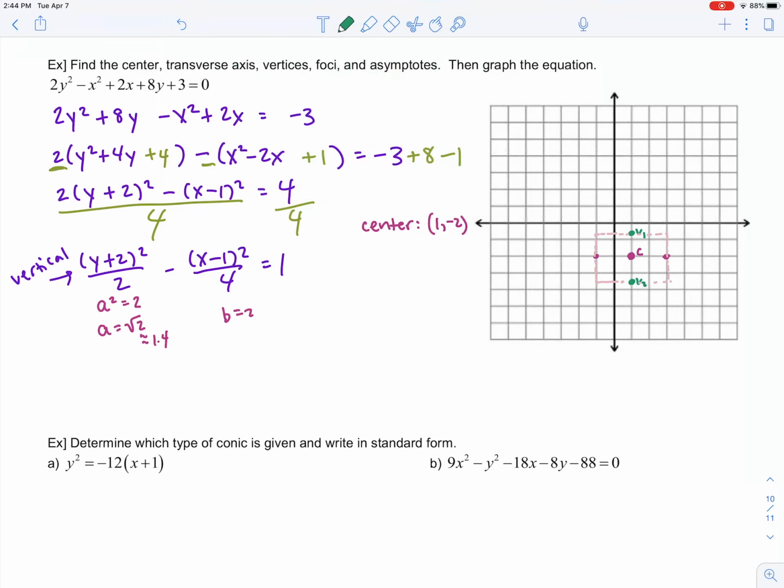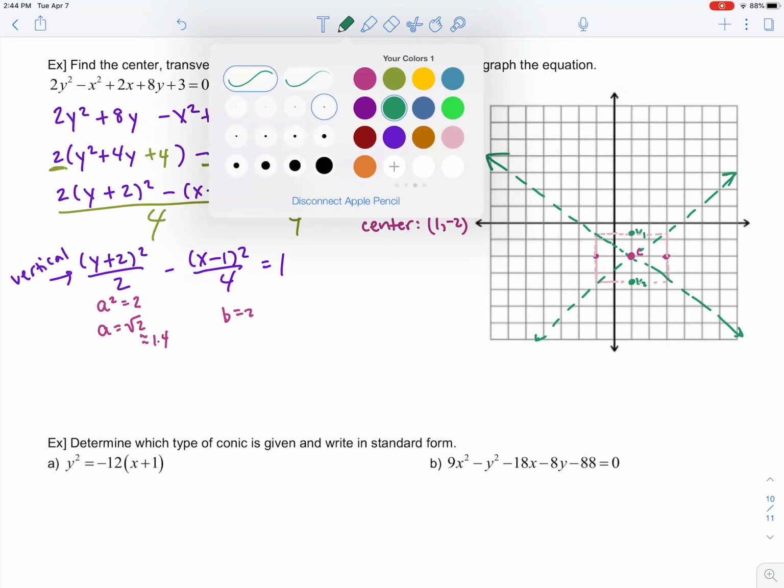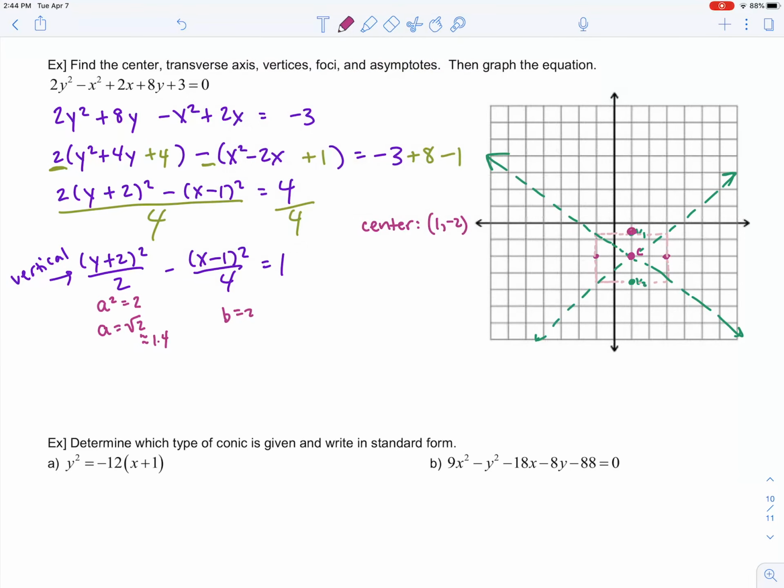And the rectangle can help me to guide my asymptotes. The asymptotes are going to go through the diagonal of the rectangle, so something like this. Get these asymptotes drawn in here. Okay, so now we can go ahead and kind of draw a picture here of what the hyperbola looks like.